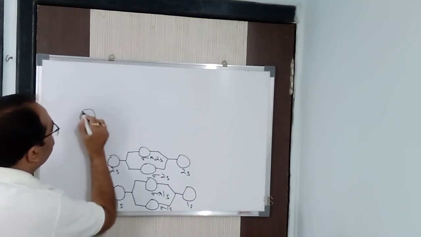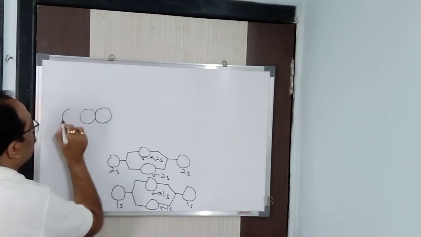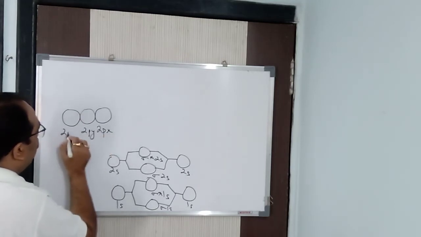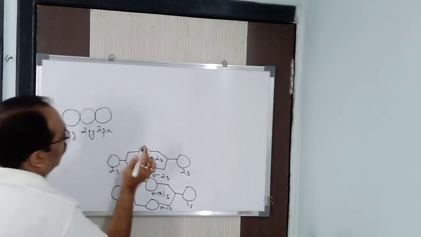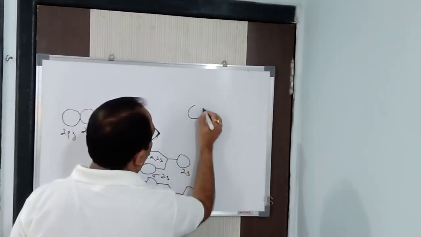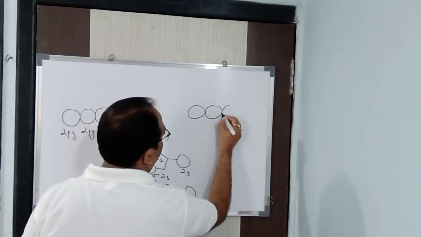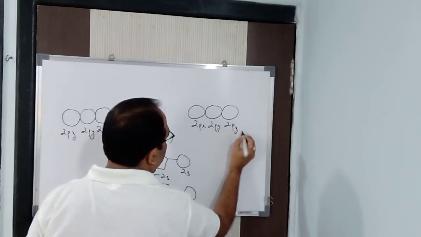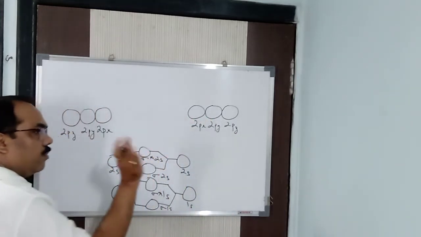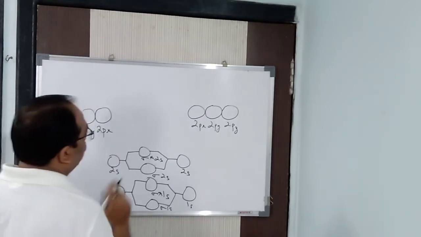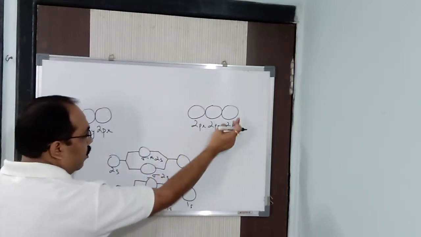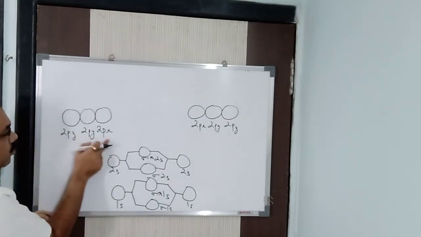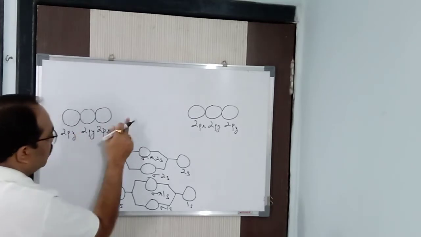Now here I need to have some space. One is your 2px, 2py and 2pz. Here also same thing, we will be having 2px, 2py and 2pz. It can be in any order, no problem, there is no harm. In your book you will find it written as 2px, 2py, 2pz. What is the problem? Both are the same, they are in the same level.